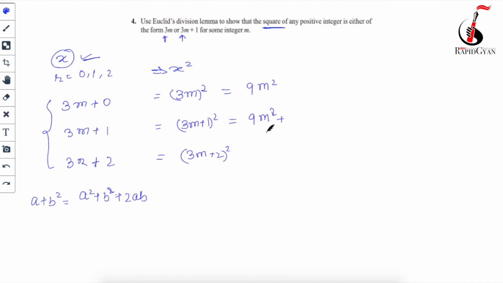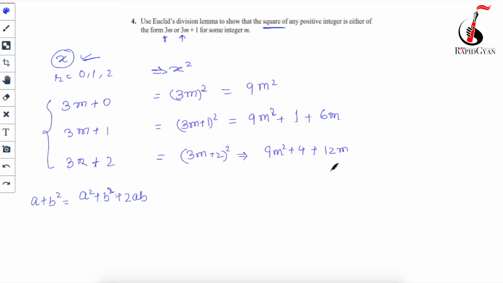So 3m whole square is nothing but 9m square, plus b square is 1. So 1 square will be 1 only, and 2ab means 6m. Similarly, if I am going to do this, it will become 9m square plus 4, plus 2 3 is 6, 2 is 12m. Okay, 2ab means 2 times 3m, which is 6m, times 2, which is 12m.